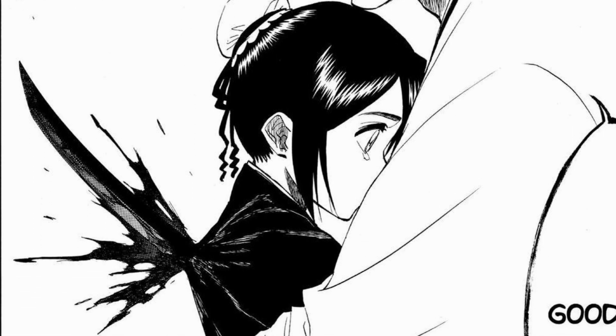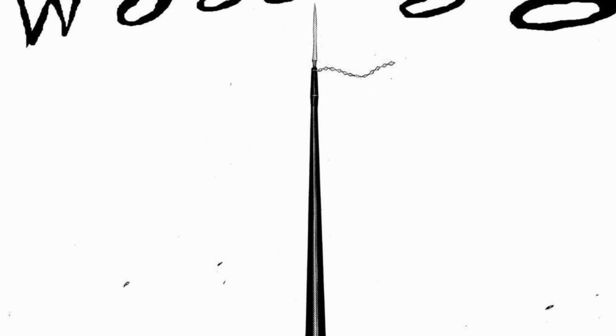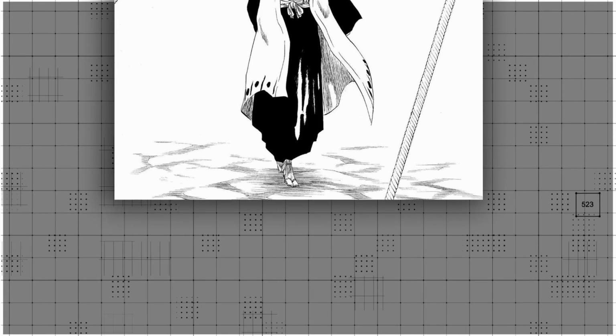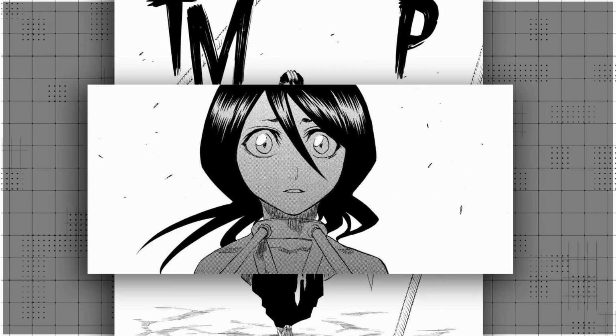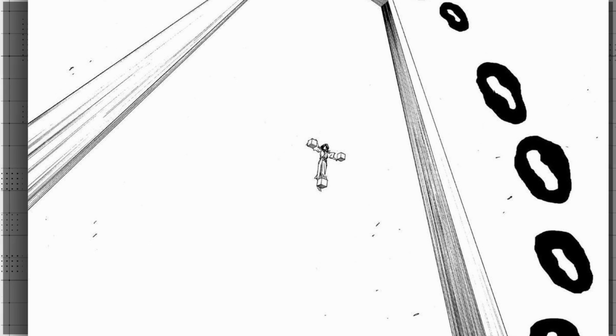Negative space also plays a critical role in creating suspense. Kubo often uses empty panels to slow pacing, letting tension simmer before the action explodes. Consider the lead up to Rukia's execution. The use of negative space creates a sense of anticipation, as though time itself is stretching. When Ichigo finally arrives and blocks the execution, the impact is heightened because of the visual and narrative buildup.